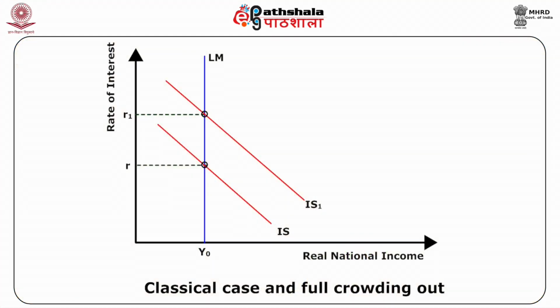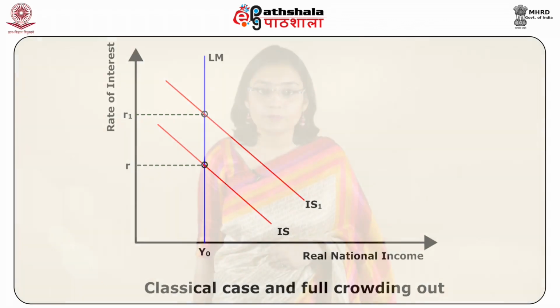As a result of the rightward shift of the IS curve from IS to IS1, the interest rate rises and displaces the expansionary effect of government spending by the fall in private spending 1-for-1. This is the case of complete or full crowding out, which implies that fiscal policy is totally ineffective.